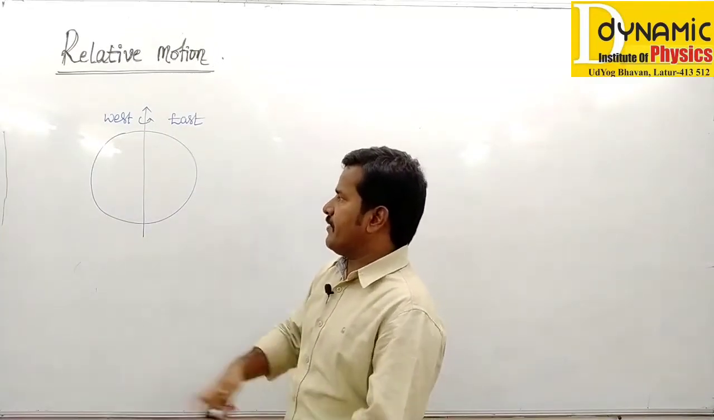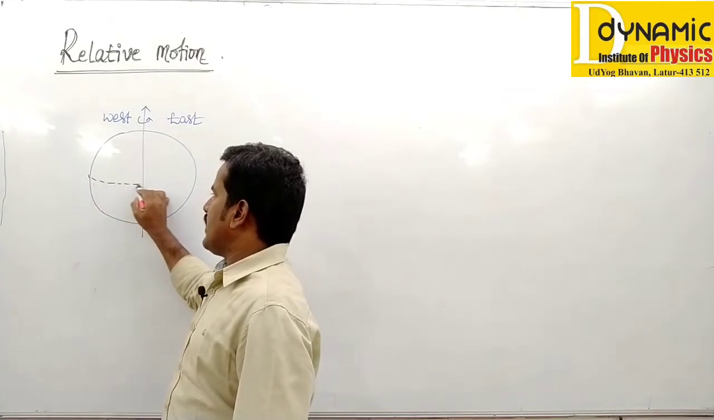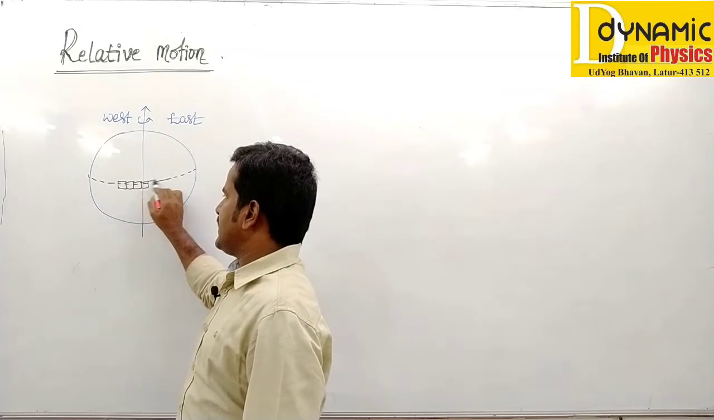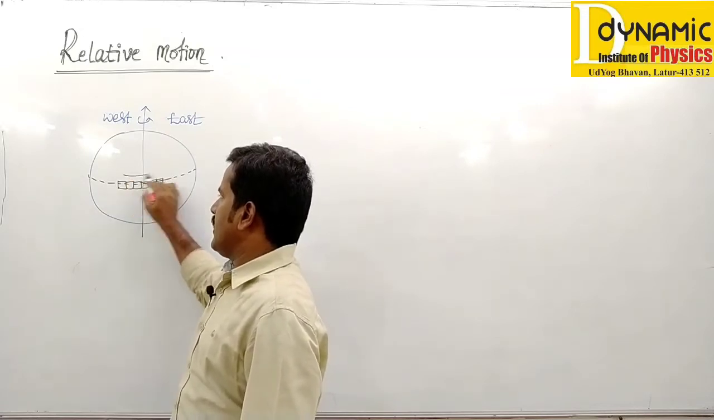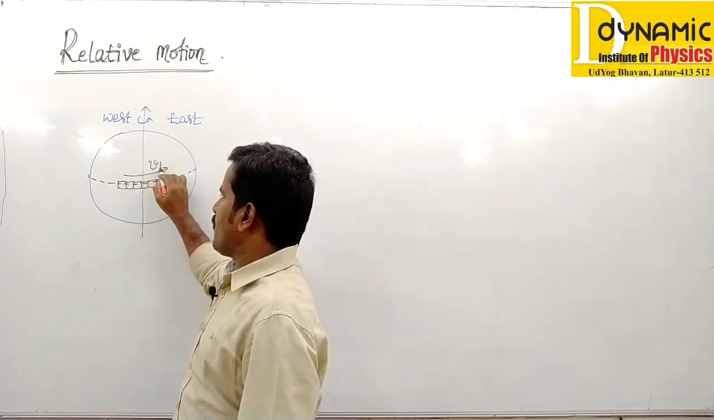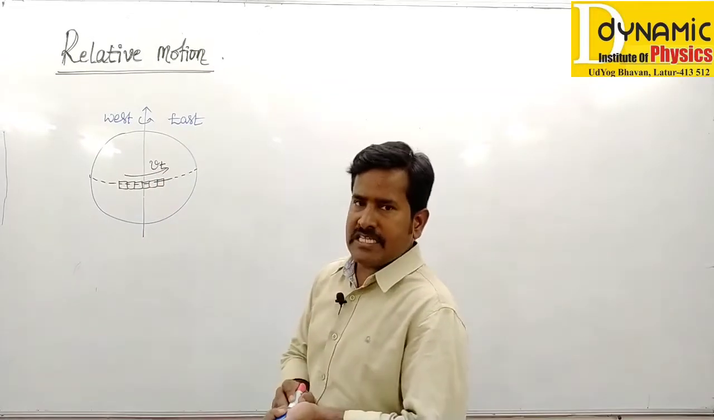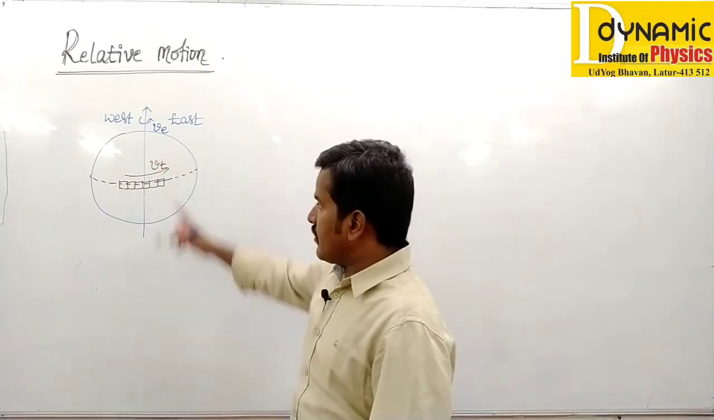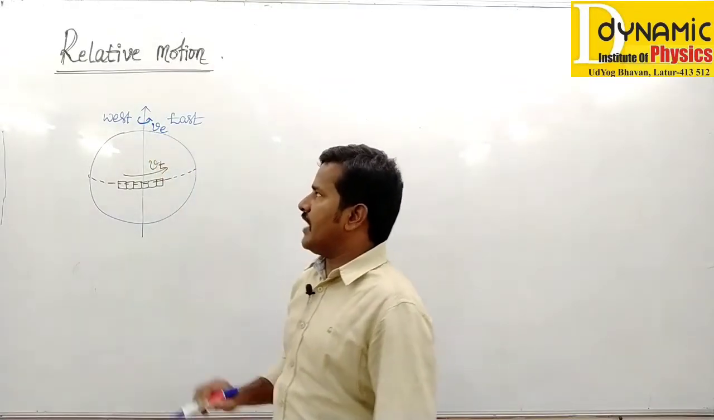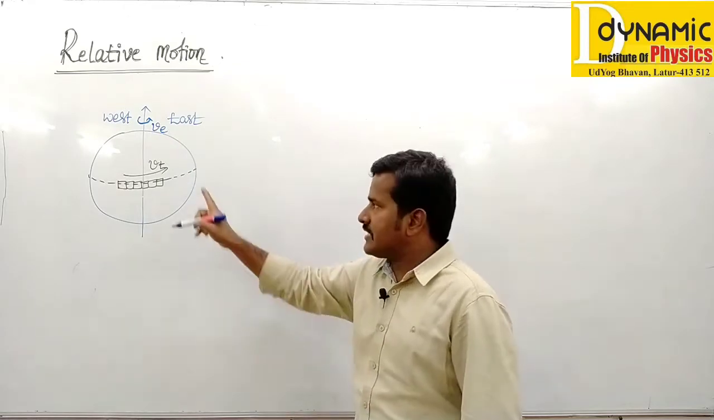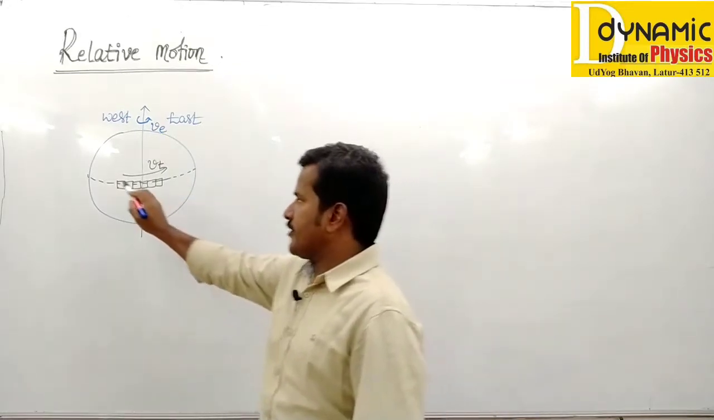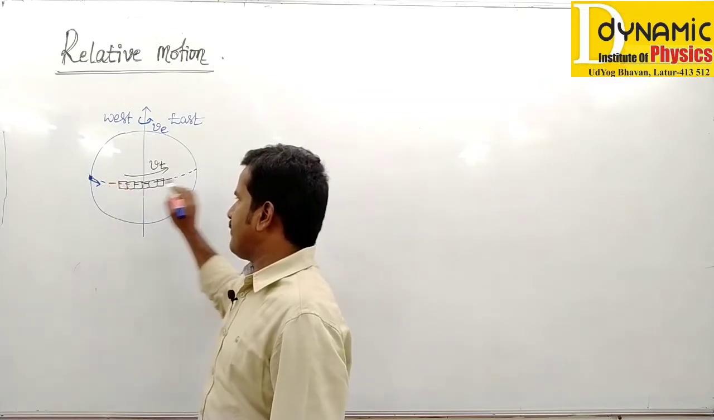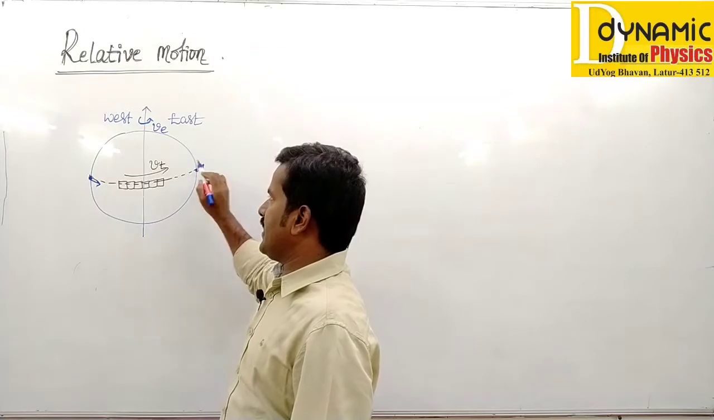A train moving from west to east in the equatorial region, the velocity of the train is Vt. The velocity of Earth is Ve. Both are in the same direction. At the equatorial position, the velocity of Earth is Ve.